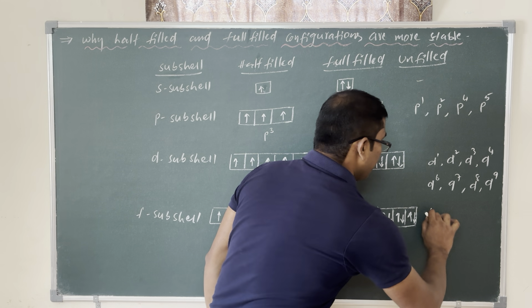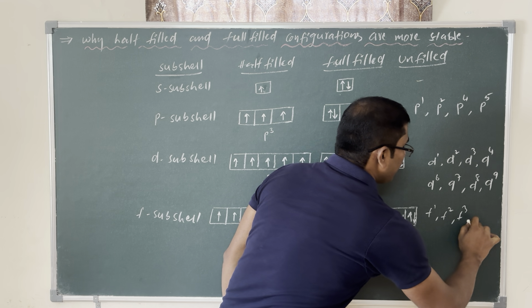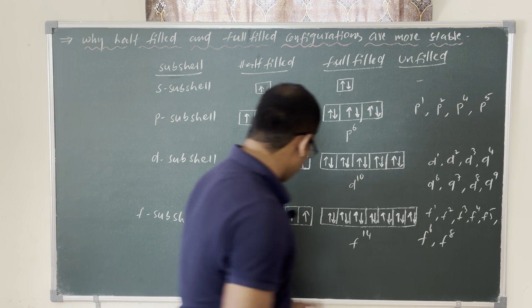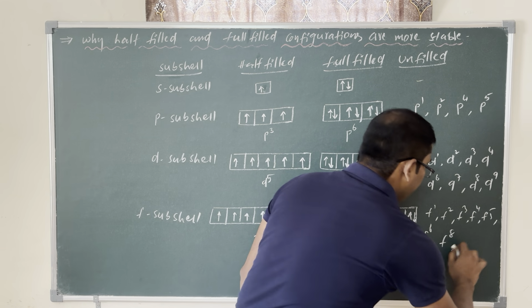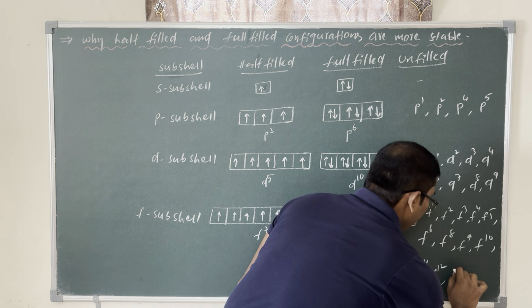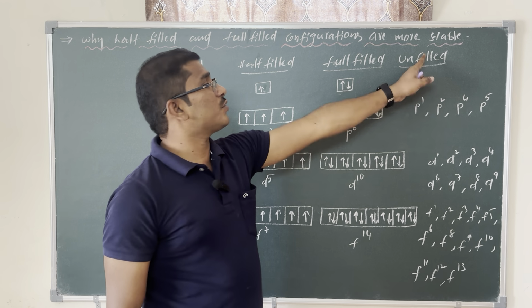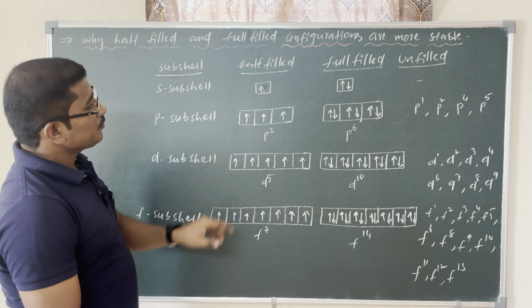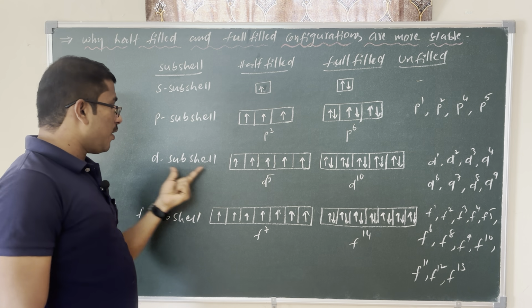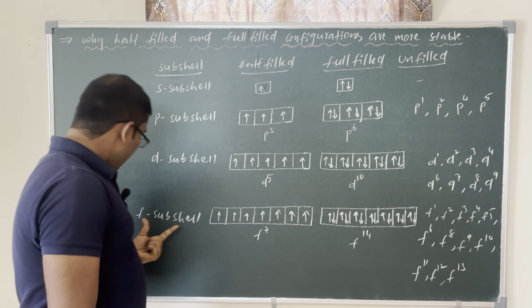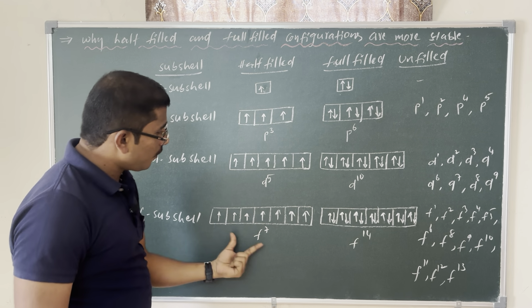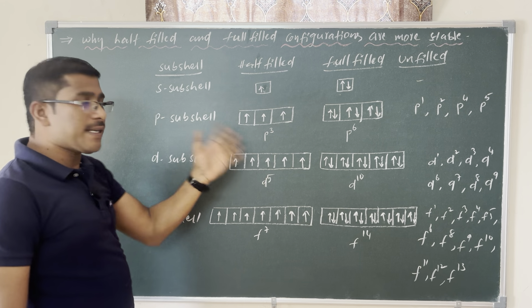Other than this, what are there? F1, F2, F3, F4, F5, F6, F8. F7 is the half filled one. Other than that, F8, F9, F10, F11, F12, F13 are all unfilled configurations. Like that, P subshell half filled is P3 and full filled is P6, D subshell half filled is D5 and full filled is D10, and F subshell half filled is F7 and full filled is F14. These are the half filled and full filled configurations of different subshells.